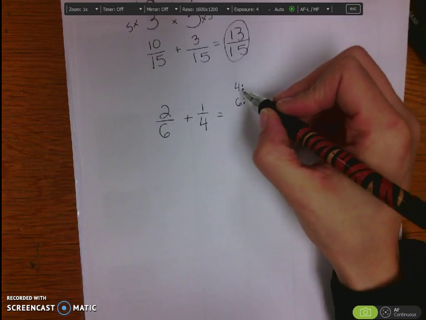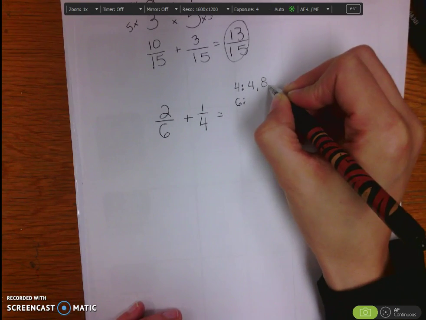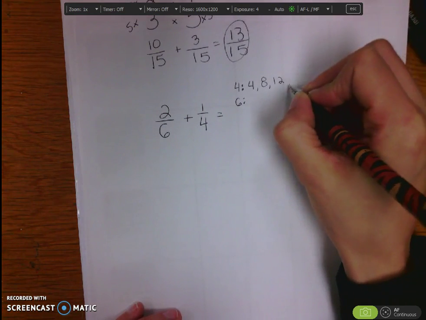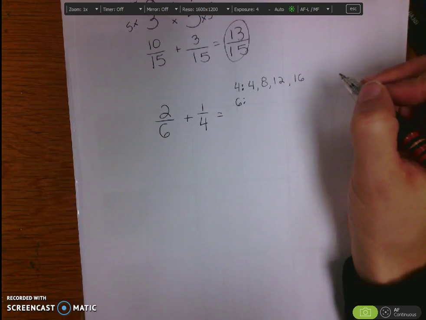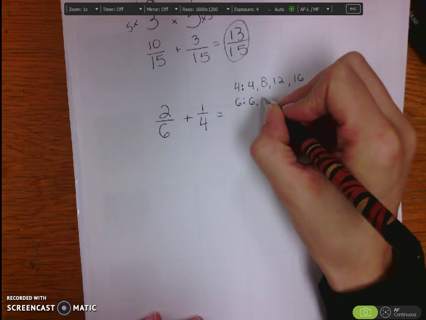Okay, so let's try this out. 4 times 1 is 4. 4 times 2 is 8. 4 times 3 is 12. 4 times 4 is 16. Okay, so let's bump the 6 down. 6 times 1 is 6. 6 times 2 is 12.